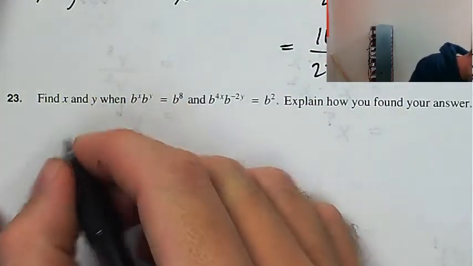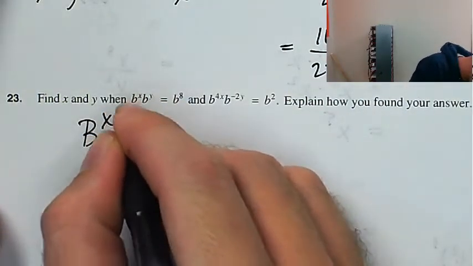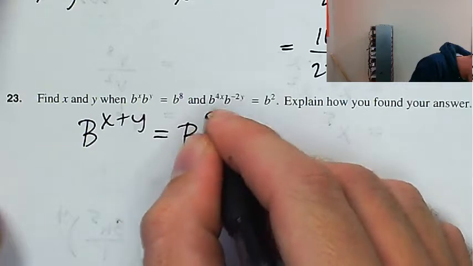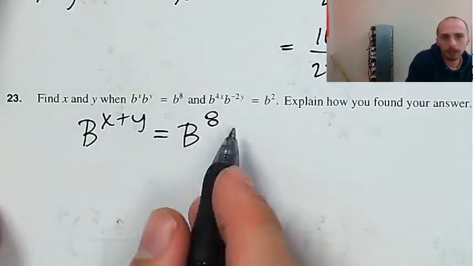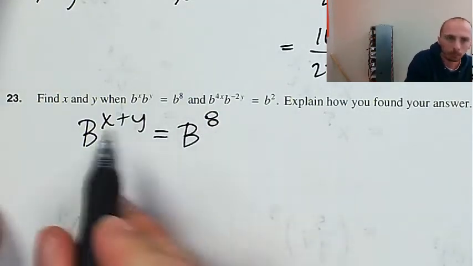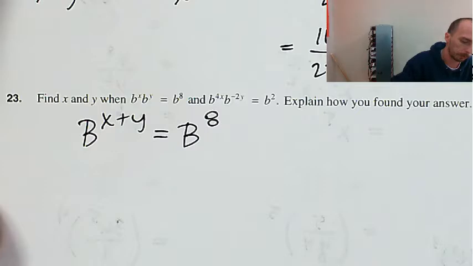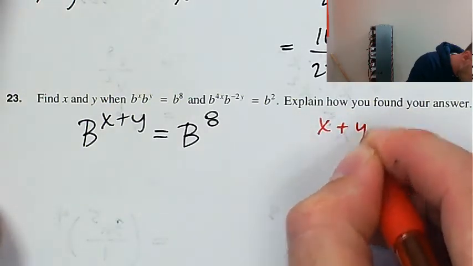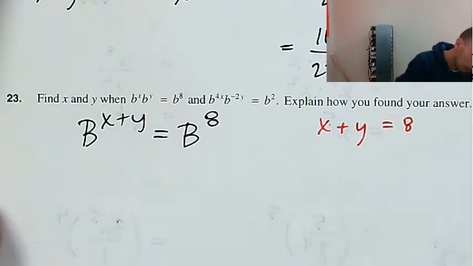So I'm going to say this is going to be b to the x plus y equals b to the 8. Okay, well, that means that x plus y needs to equal 8, right? That's not unreasonable. Okay, so I'm going to write that off to the side. It's my first equation, x plus y equals 8.